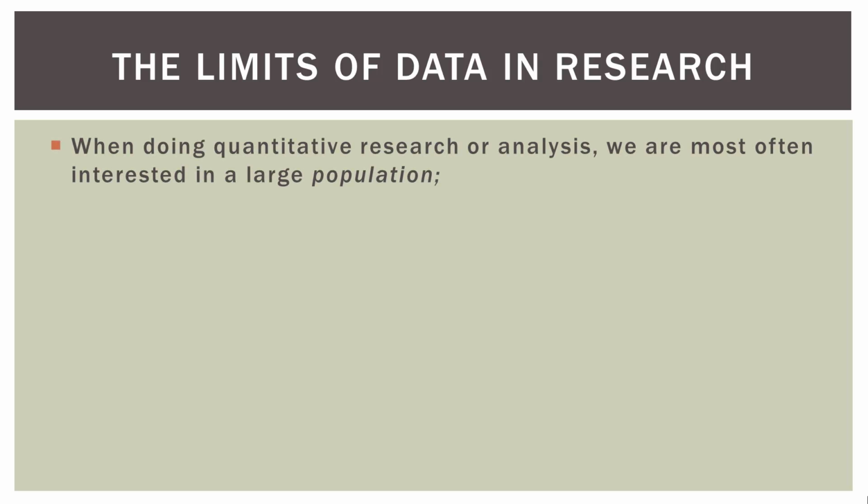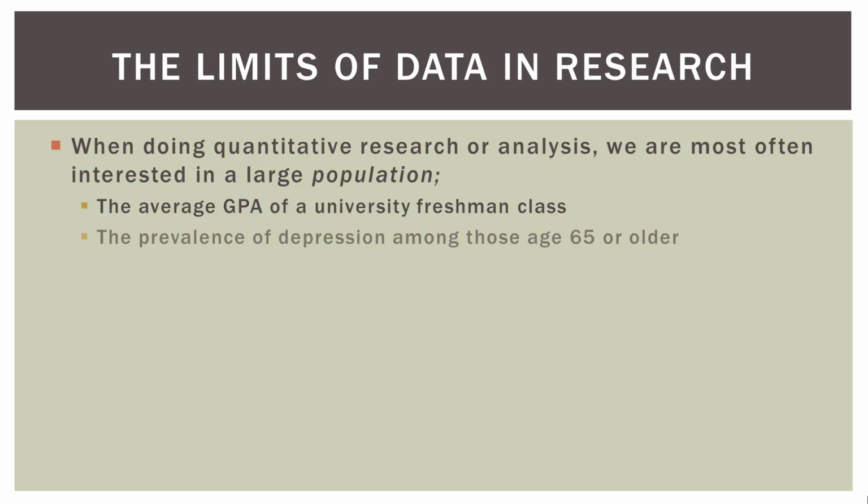When we do quantitative research or analysis, we are most often interested in a large population, sometimes a very large population. And here are some examples. The average GPA of a university freshman class, that was our example 1. The prevalence of depression among those aged 65 or older. Think about how large that population is, at least here in the U.S. We're talking millions of people.